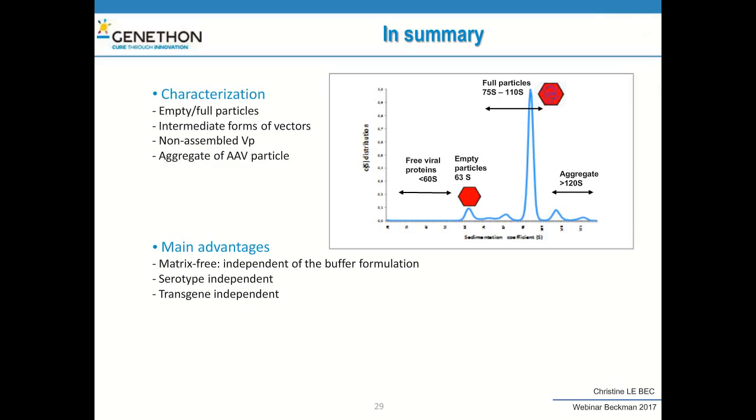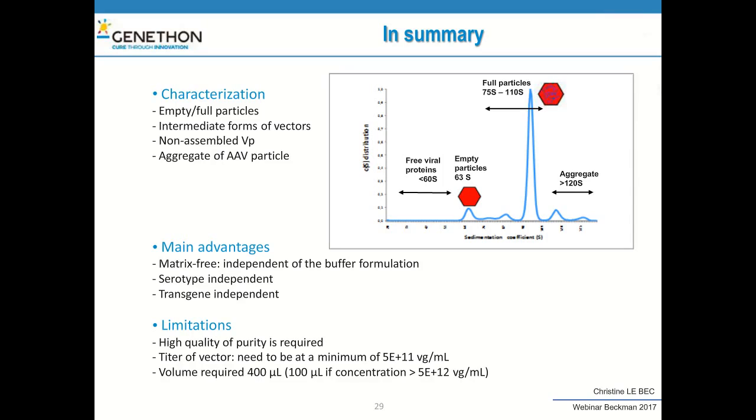So, the main advantage of this method is that it's matrix-independent. It's independent of the buffer formulation, independent of the serotype, independent of the transgene. You can run any different product in one assay.